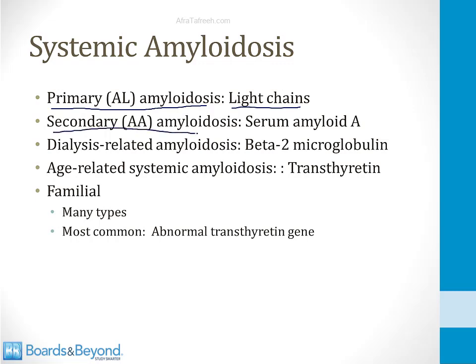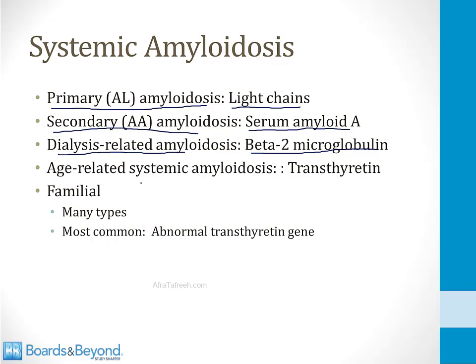In secondary or AA amyloidosis, a protein called serum amyloid A accumulates in tissues and forms amyloid structures, and that leads to amyloidosis. There is a dialysis-related form of amyloidosis that obviously occurs in patients on dialysis. This involves accumulation of beta-2 microglobulin and its formation into amyloid structures in tissues.